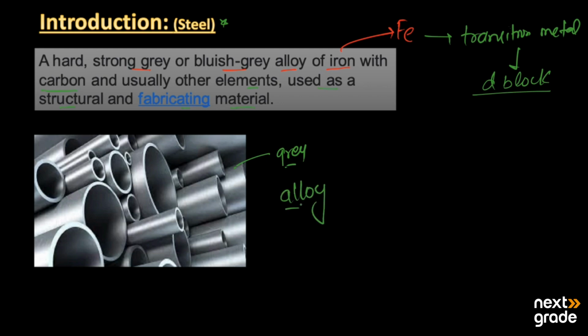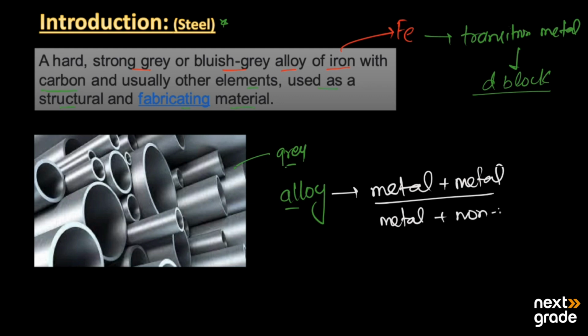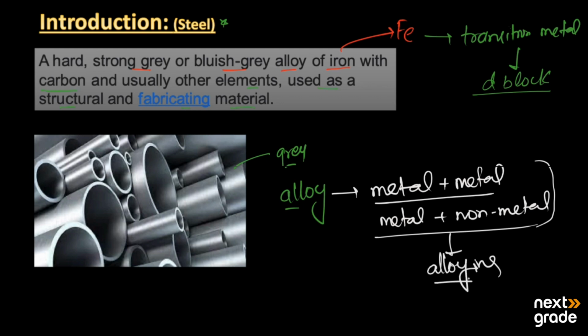The word alloy here means a substance in which one metal makes a bond or combines with another metal, or on the other hand, where one metal is combined with a non-metal. This combination of different metals and non-metals makes up the alloy, and that process is known as alloying. So steel is basically an alloy.